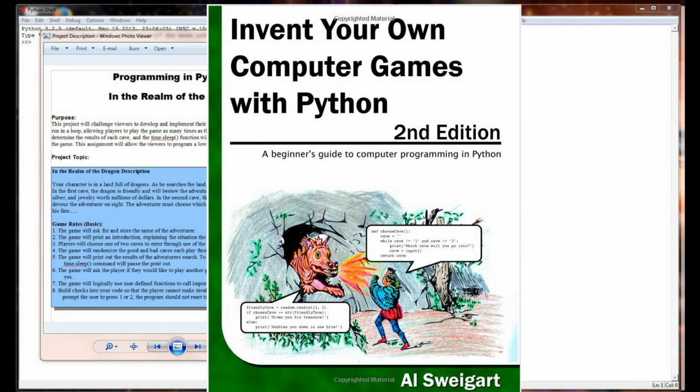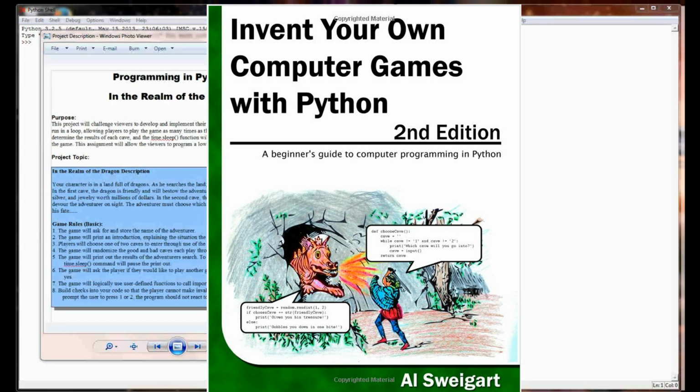Now, the idea for In the Realm of the Dragon came from a book that I purchased years ago called Invent Your Own Computer Games with Python. It's a book by Al Sweigart. It's an open source book, so it's freely available on the internet, and you're welcome to look at it. You can also purchase it from Amazon.com and get a printed copy for yourself. I thought the book was very helpful. It was a little bit light on explanations, and some of the concepts were difficult for me to follow, but overall, I thought it was a pretty good book for giving me ideas and introducing me to the language of Python.